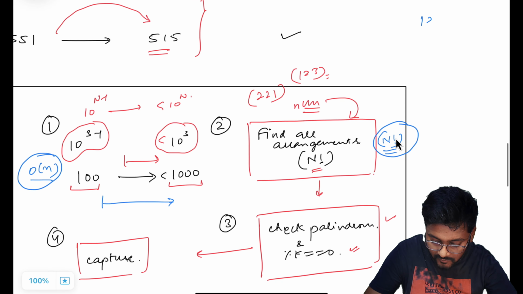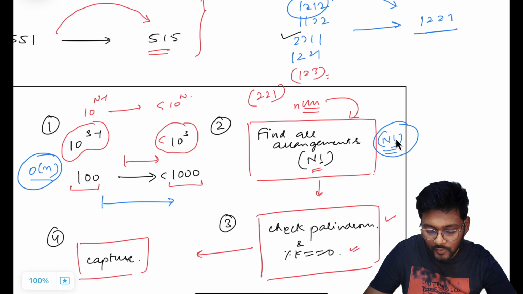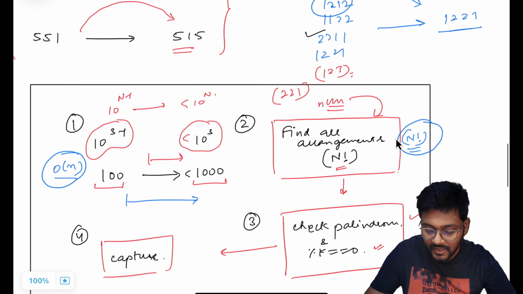And there is the possibility that a number, let's say 1221, can be arranged from multiple numbers. Let's say 1122, 2211, 1221 itself, 1212. For every number you are generating all the possibilities, and from all those possibilities you are capturing all the palindromes. So that is a very heavy operation.